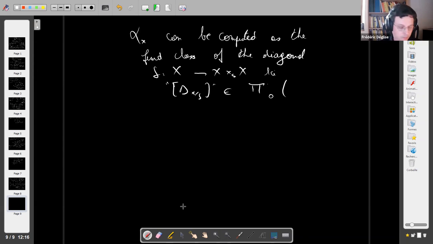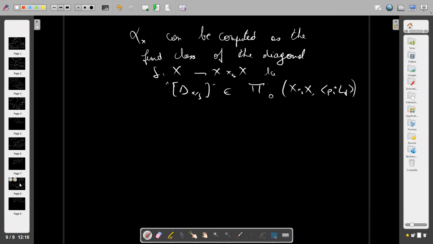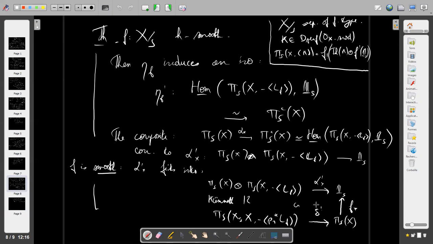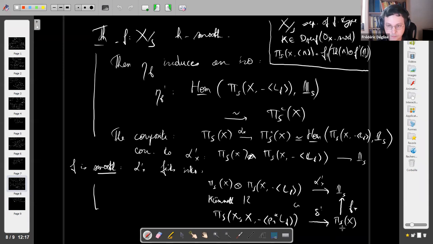Of X cross X. And with this twist, p1 underscore LF, which is actually the same thing as the normal bundle of delta. Can you go to the previous blackboard for a second? Yeah, this Gysin map is just the collapse of the complement of the diagonal, right? Yeah. Okay. So this is the Gysin map associated with this fundamental class with respect to delta, which is LCI, and of course smoothable because X is smooth.